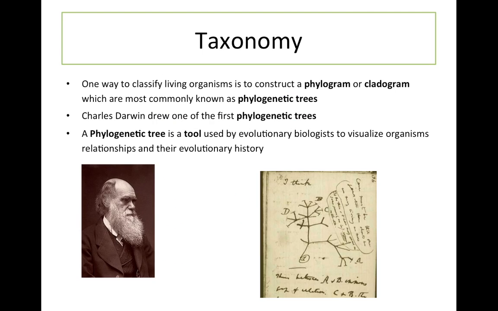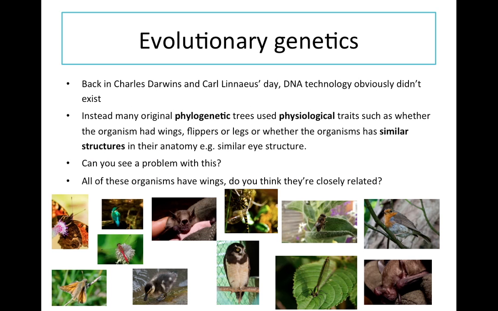Now, how do we get to this classification? We know how it's classified, but how do we actually go about classifying the organisms? One way to classify living organisms is to construct a phylogram or cladogram, and these are commonly known as phylogenetic trees. Charles Darwin drew one of the first phylogenetic trees, but he did not draw the first phylogenetic tree. It's probably important I mention that. A phylogenetic tree is a tool used by evolutionary biologists to visualise organisms' relationships and their evolutionary history.